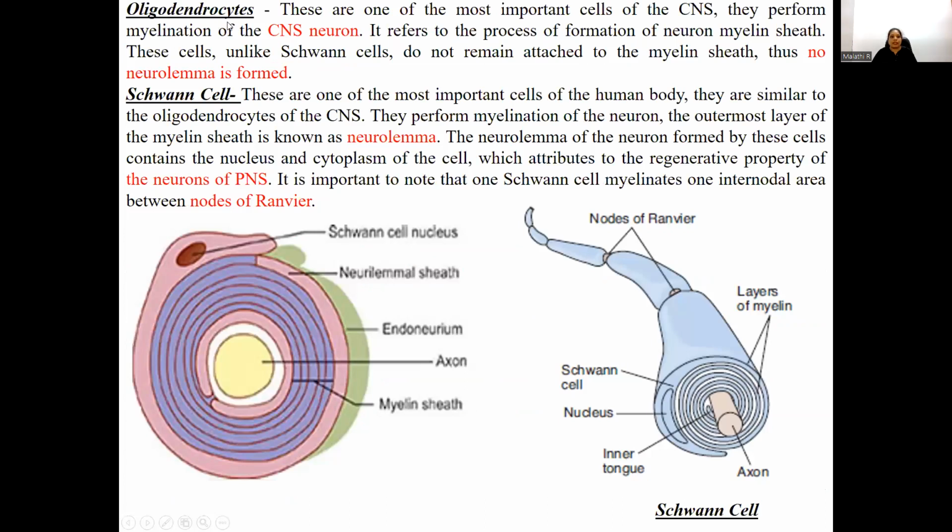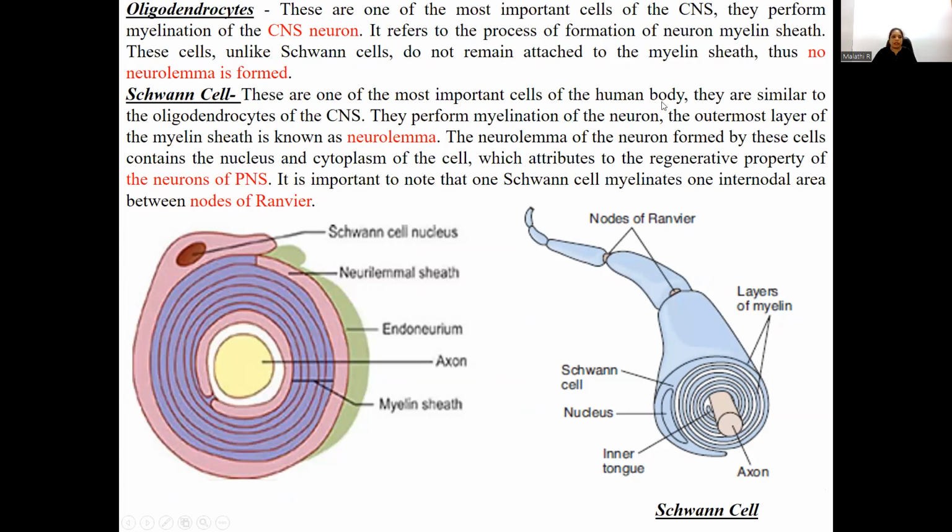The oligodendrocyte cells are one of the most important cells of the CNS. They perform myelination of CNS neurons, which refers to the process of formation of the neuron's myelin sheath. These cells, unlike Schwann cells, do not remain attached to the myelin sheath. Thus, no neurolemma is formed. So if there is no neurolemma, once degeneration happens to the neuronal cell, the regeneration mechanism will not be favored.